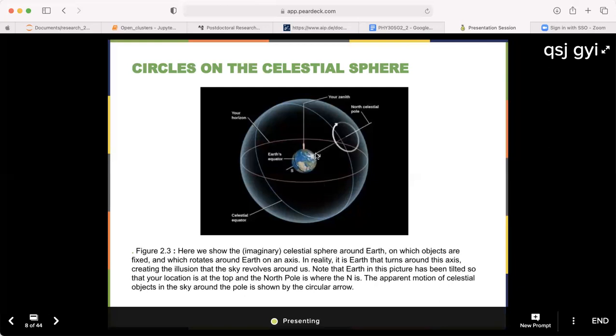Now, when you look at this north celestial pole, this particular arrow that you can see here shows the direction of the apparent motion of the celestial objects on the sky around this pole, right? And for example, if you think about a star right here, this is how a star is rotating around the north celestial pole. Right.